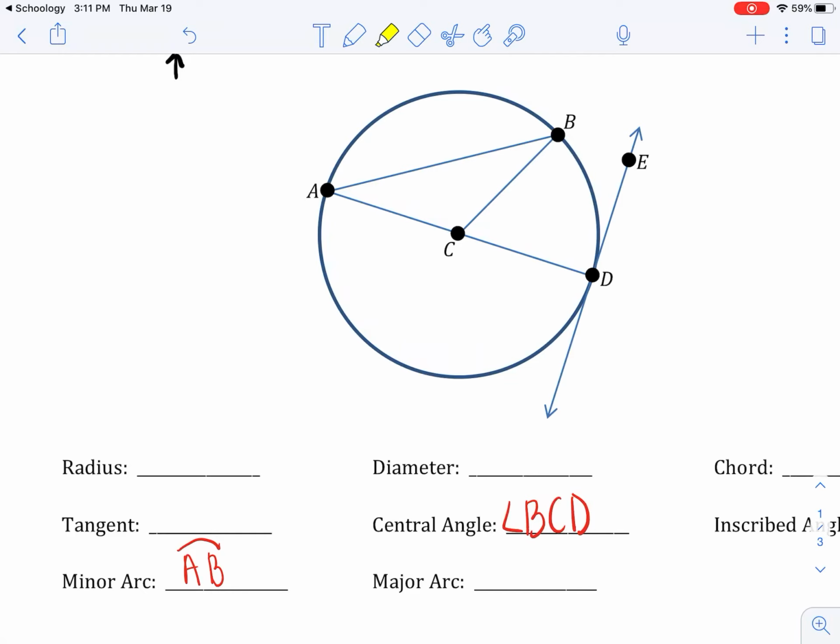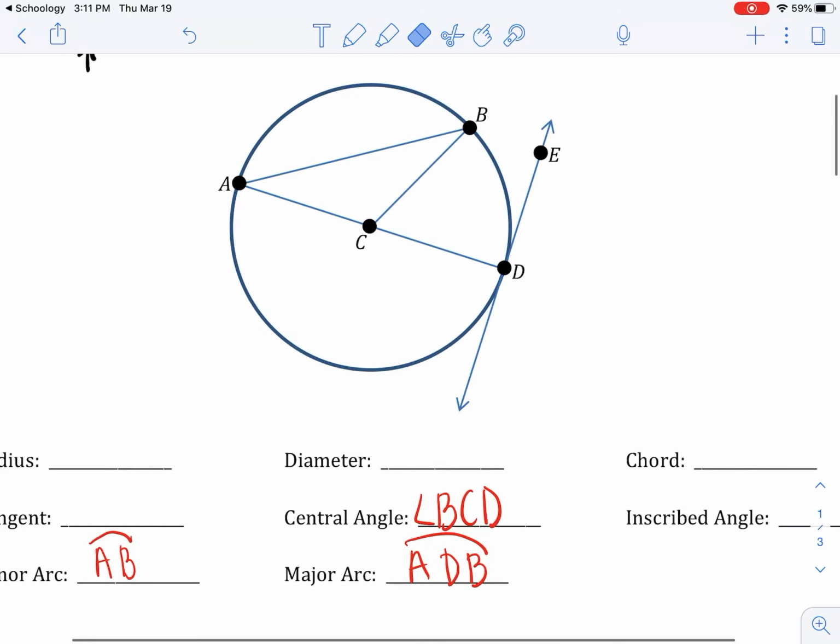Next, a major arc. A major arc is more than 180 degrees. Some of you gave me this semicircle right here as AD. That's exactly 180 degrees. So I want to go from one point to the next and name an arc. So this arc right here, A through D, B. That's just a sample answer. There's more than one answer.